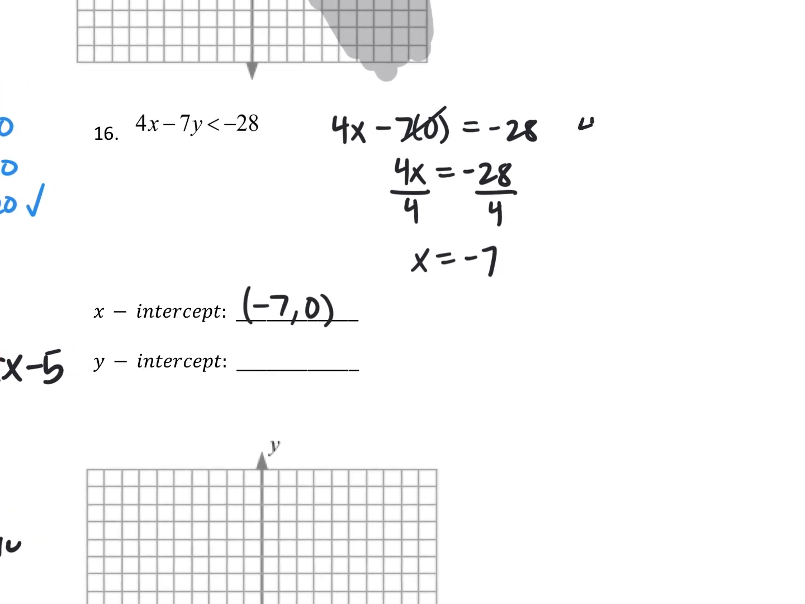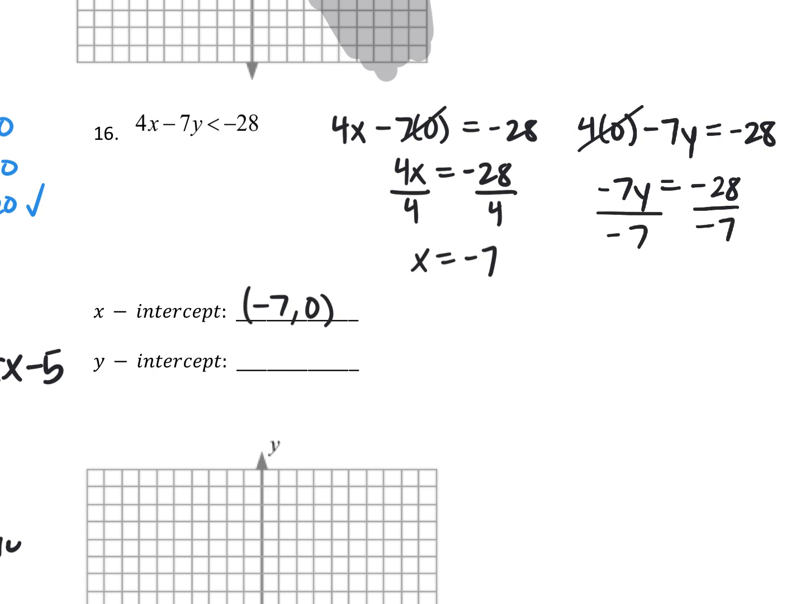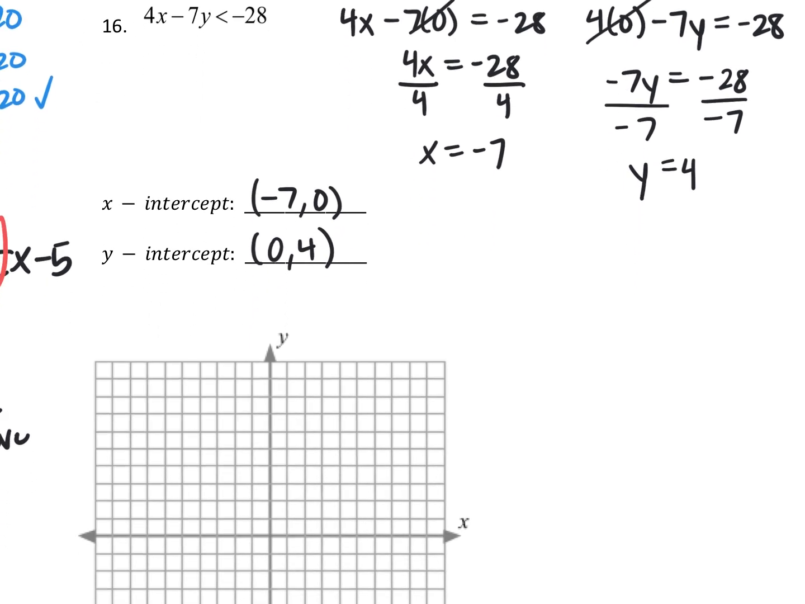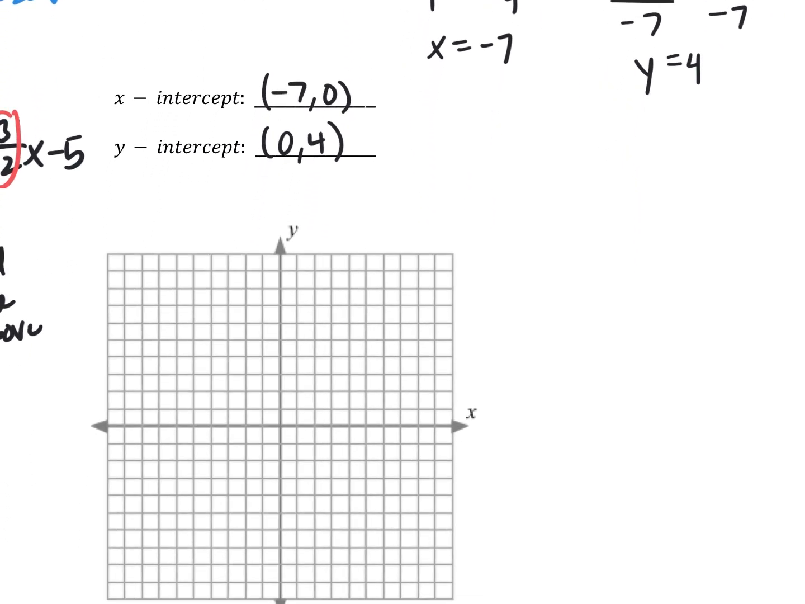Similarly, I'm going to plug in 0 for my x value so I can solve for my y-intercept. That's going to cancel out, and I have -7y is equal to -28. So I'm going to divide by -7, and y equals 4. As a coordinate, though, it will be 0, 4. So all I need to do is graph those 2 points, and we are done after we have shaded. So -7, 0, and 0, 4.